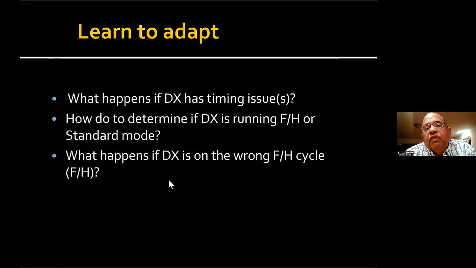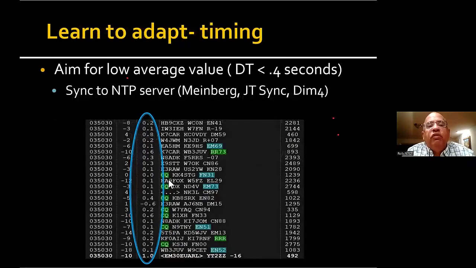What happens if the DX is on the wrong fox hound cycle? How do we adapt? Before we get there, it's going to be very important for all of you to understand these delta time values. It's extremely important for all of you hounds to have a delta time of, say, less than 0.4 seconds, thereby improving your chances of getting decoded by the fox first.